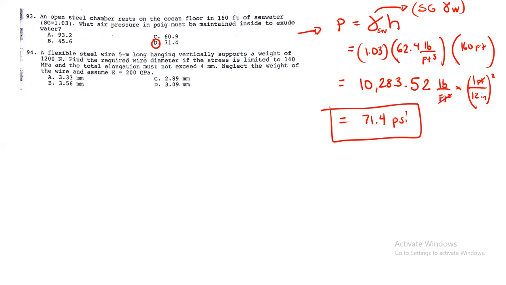Next, 94. A flexible steel wire, 5 meter long, hanging vertically supports a weight of 1,200 Newton. So hinahanap dito, wire diameter, if the stress is limited to 140 and the total elongation must not exceed 4 mm. So syempre, neglect the weight of the wire and assume E is equals to 200 GPa. So dito sa tanong na to guys, may dalawa tayong solution, no? So may given kasi siyang 140 megapascal na stress, then meron siyang given na deformation na 4 mm.